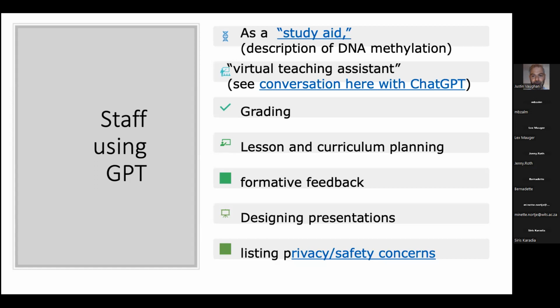In terms of lesson and curriculum planning, there's lots of examples where you ask it that question and it can put together a nice cohesive plan that is a starting point, if nothing less. It's something that you could actually expand on and improve to suit your need.